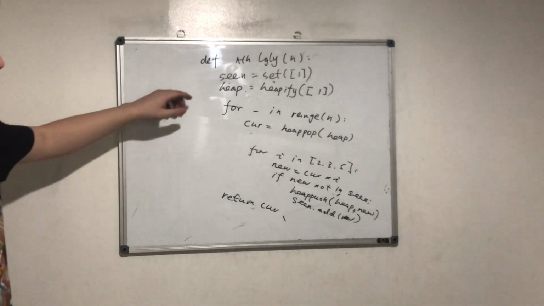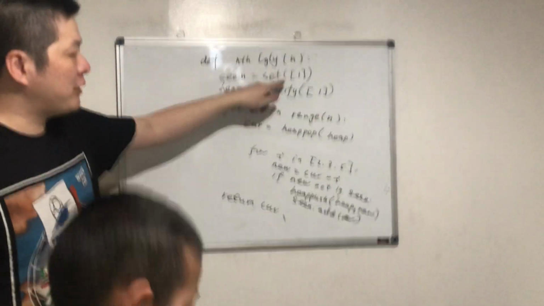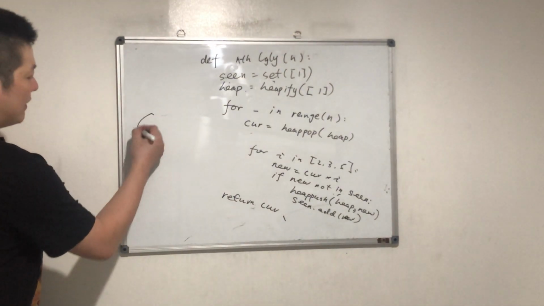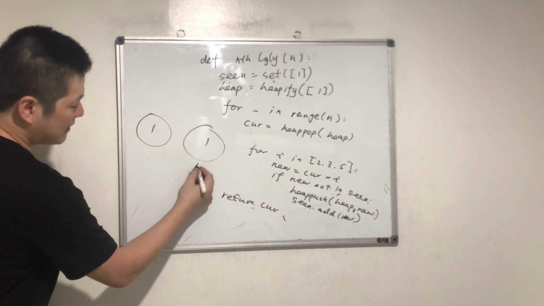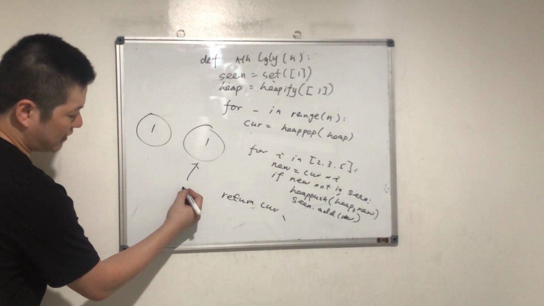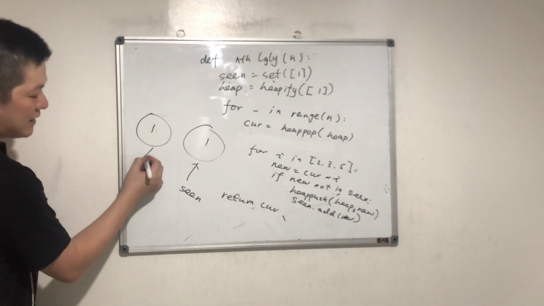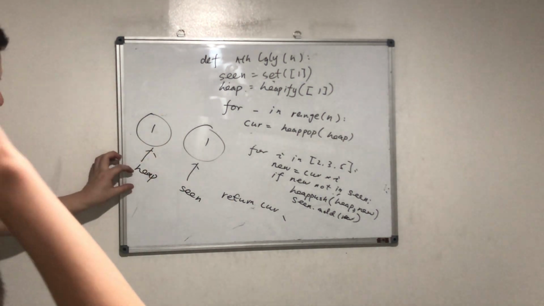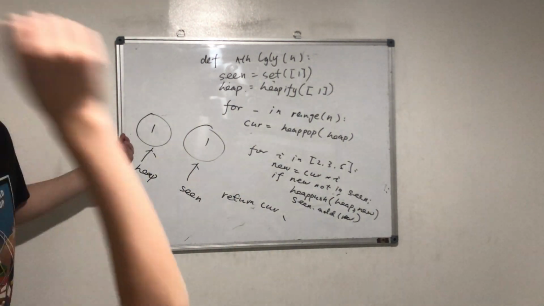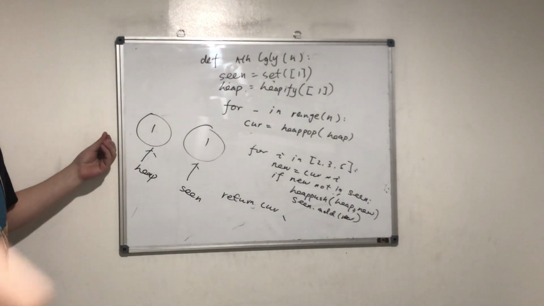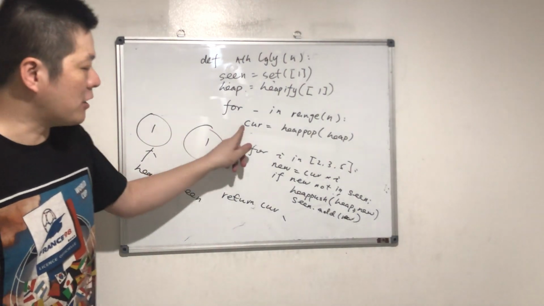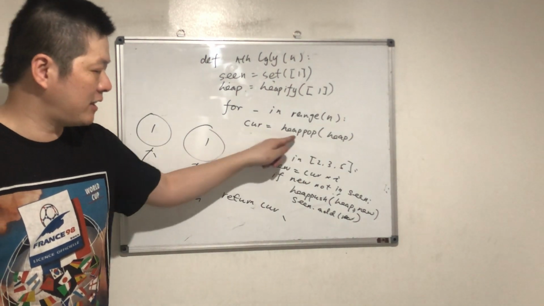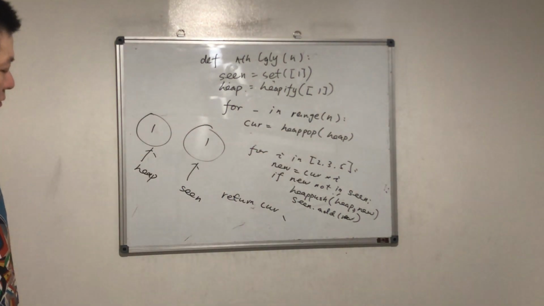Alright, look. The first ugly number we know is 1. We put it in, we've seen it, and the pool, remember, 1. This is the set of ugly numbers we have seen. This is the current heap. This heap allows us to get the current smallest ugly number. And then we repeat this n times. And you tell me what this current heap does.